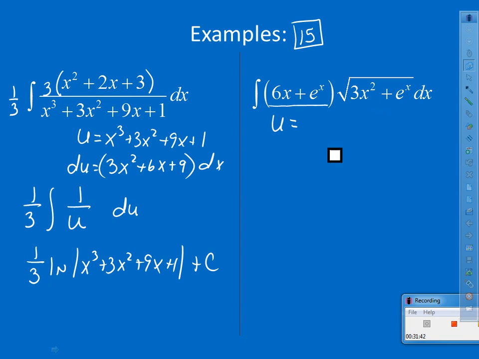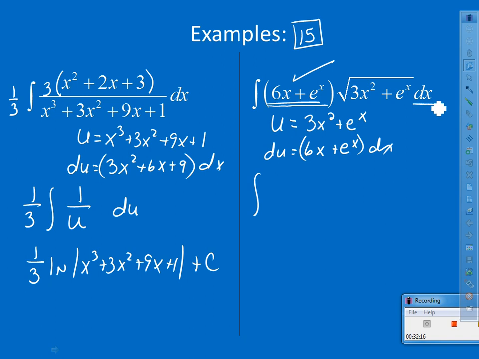So this is a quantity one because I have two e's involved. I'm going to switch gears on you here. So my u is going to be 3x squared plus e to the x. That's going to make my du (6x plus e to the x) dx. So I need to see a 6x plus e to the x, and I do. So happy birthday to me. This becomes the antiderivative of, all of this becomes du.